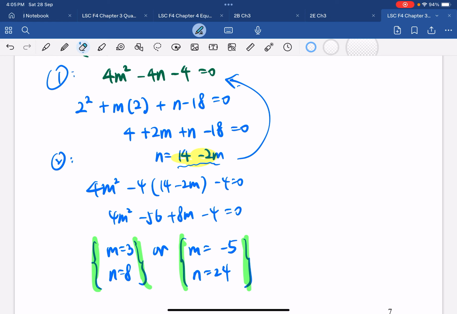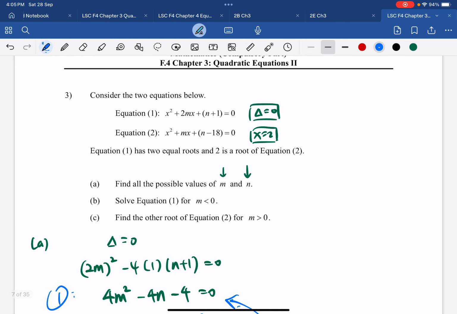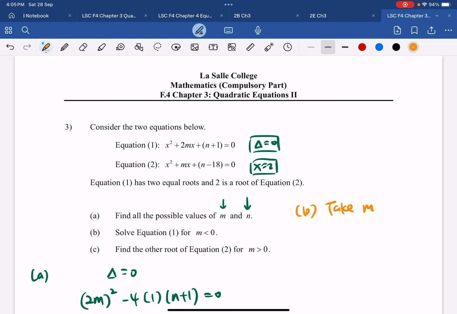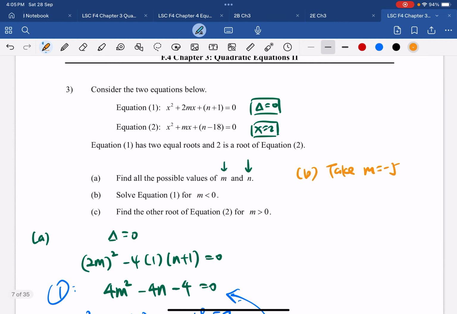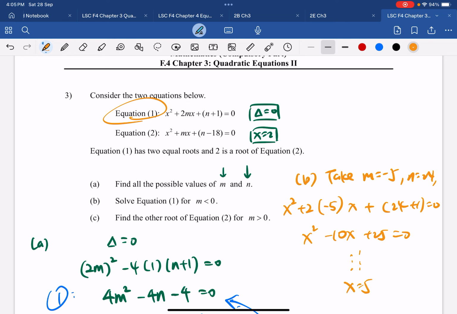So let's see. For part B, solve equation 1 for m equals 0. Okay, so you can try it out yourself. Here you have to take m equals negative 5. When m equals negative 5, n is 24. So you substitute back into equation 1, which will give you x squared minus 2 times negative 5x plus 24 plus 1 equals 0. So x squared minus 10x plus 25 equals 0. Then you just solve the equation. x should be 5, I think.